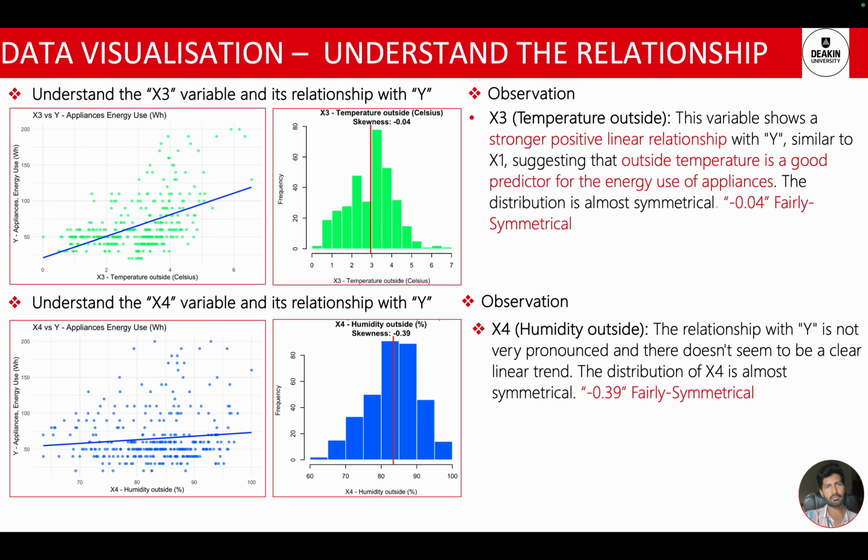Let's understand the third variable, temperature outside. Again, this has a strong linear correlation with the y, similar to x1. So we can also say that the outside temperature is good to predict the energy use of the appliances. The data is fairly symmetrical, so we can say it is a normalized data set. Moving forward, the humidity again does not have a strong linear correlation, and the individual data set of humidity x4 does not seem to be fairly symmetric and normalized.